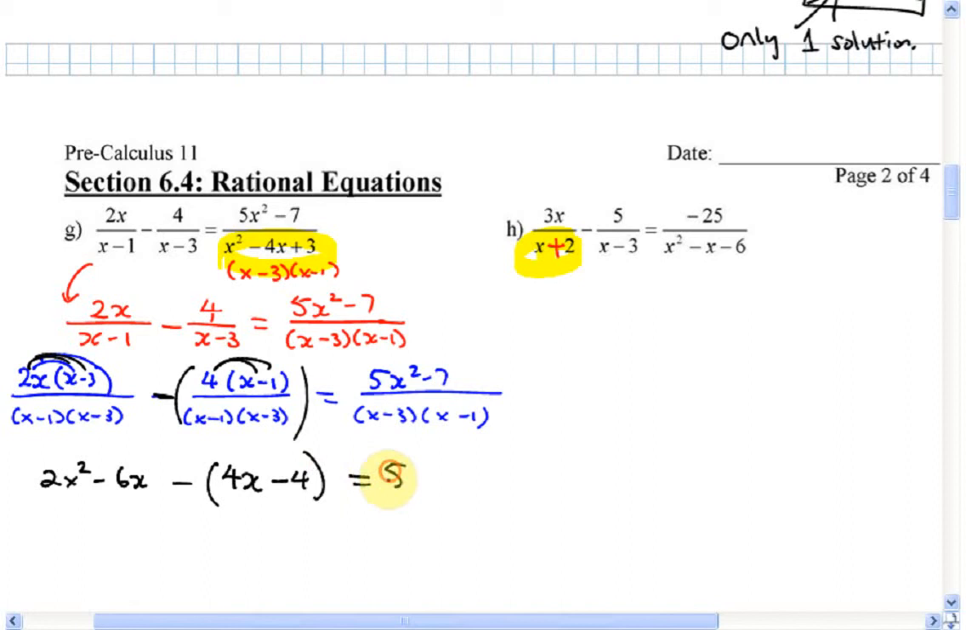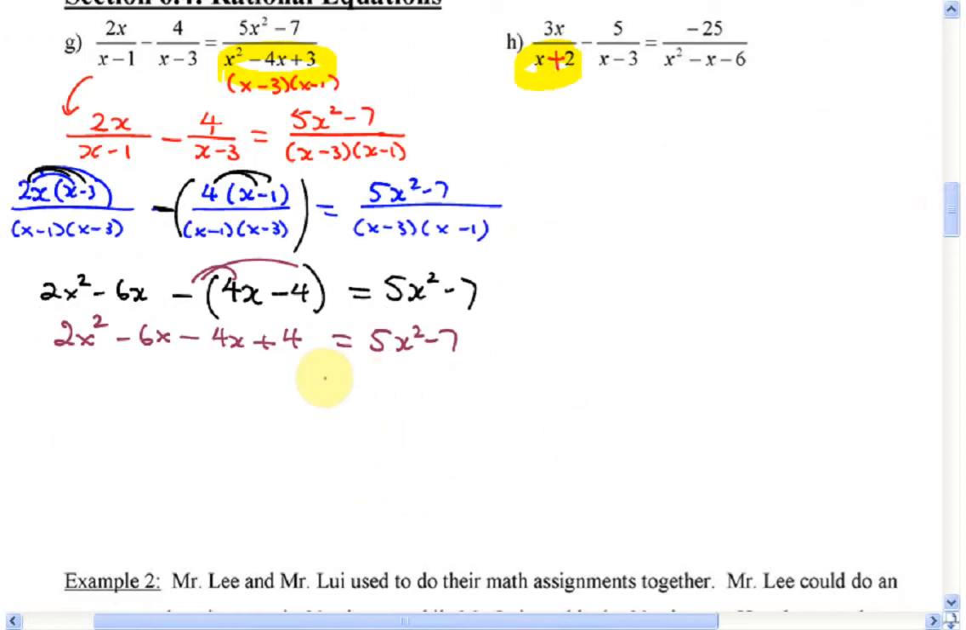Okay? Because, once again, I'm saying subtract the entire fraction. Okay, I will continue to simplify here now. 2x squared minus 6x. This just becomes now negative 4x. This becomes positive 4. And now I want to group all the terms on one side. I'm going to group everything on the right side because I'm going to subtract 2x on both sides. So that's 3x squared. I see now positive 10x. And what's this? Negative 7 minus 4 is minus 11.